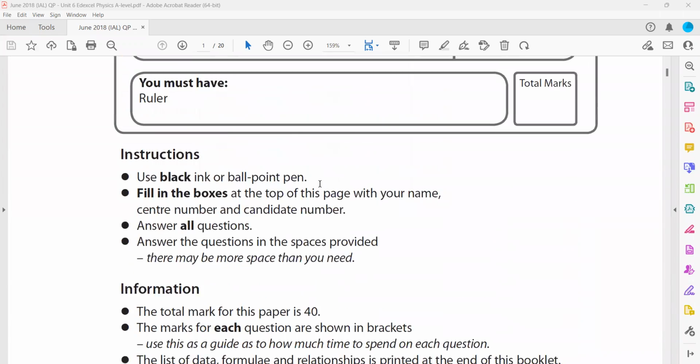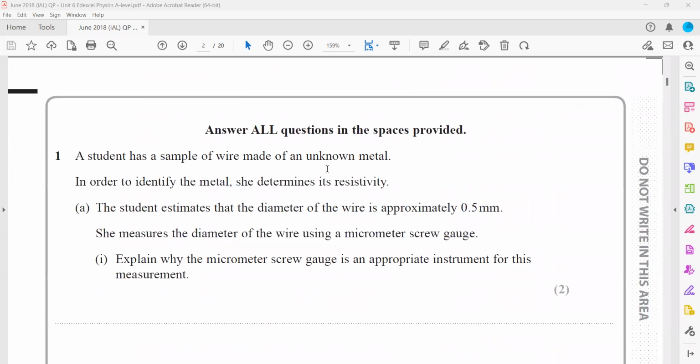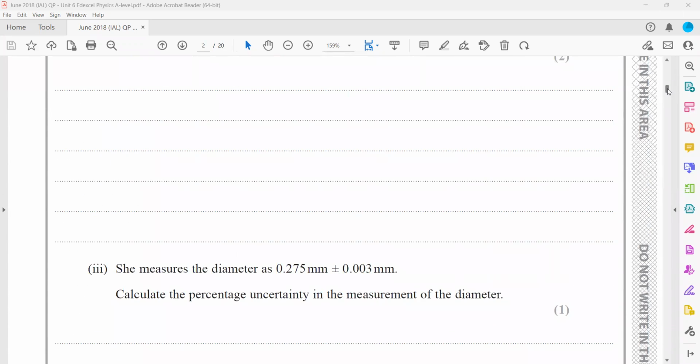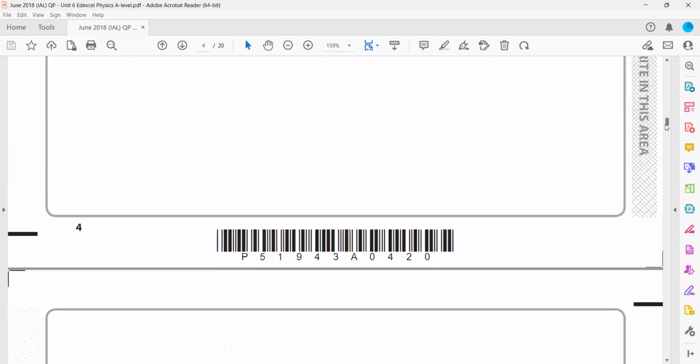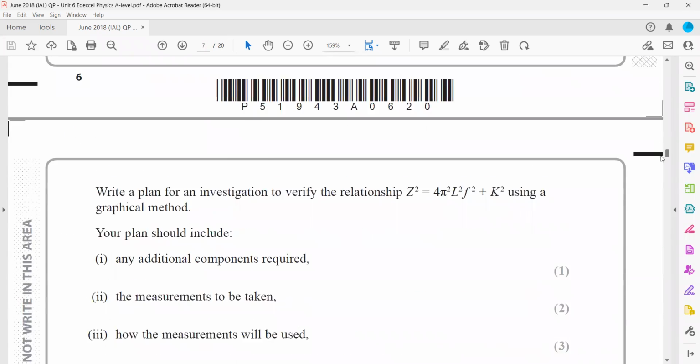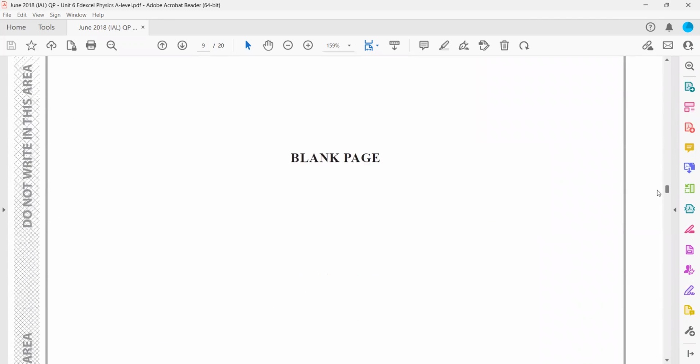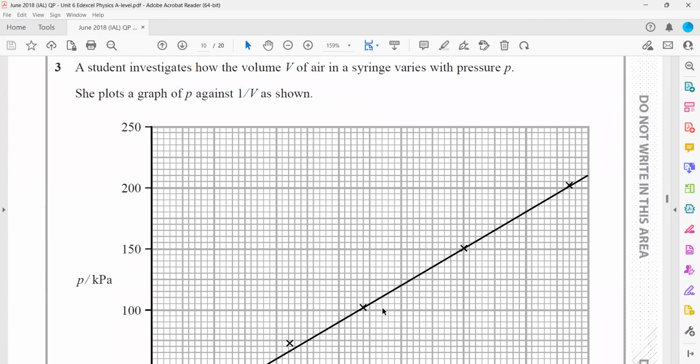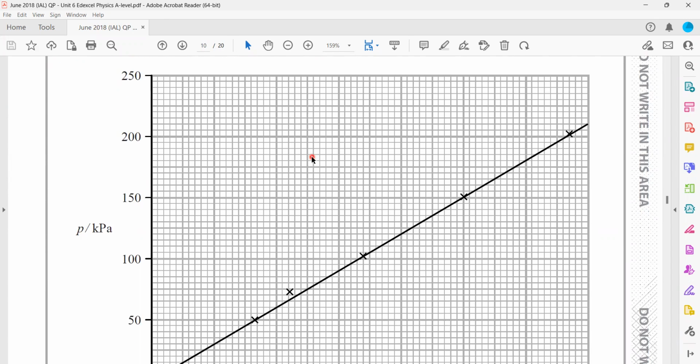Unit 6, which is about the experiment, the alternative to practical. We did the first two questions from this. So question 3 is there. A student investigates how the volume of air in a syringe varies with the pressure. She plots a graph of P against 1 over V as shown.